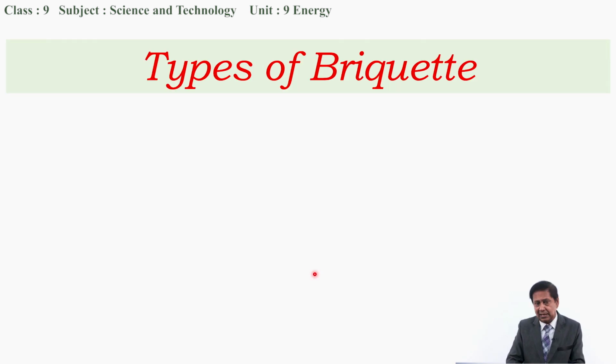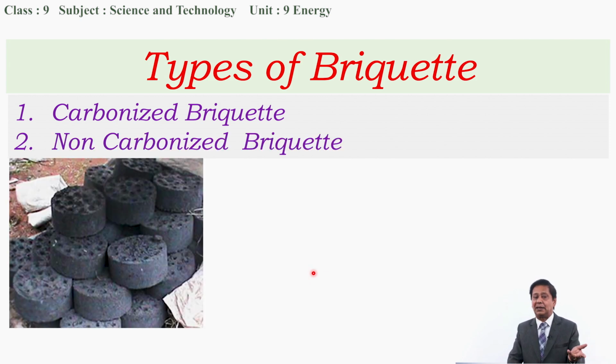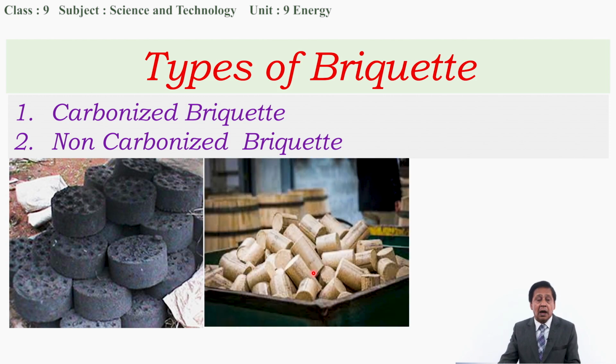And this briquette is of two types. One is carbonized briquette, another is non-carbonized briquette. Carbonized briquette appears like this, non-carbonized briquette appears this way. I mean to say, carbonized briquette is black in color because the biomass is converted to charcoal, and non-carbonized briquette is not converted to charcoal, just dried and compressed into a solid block. The difference is little. When it burns, carbonized briquette produces less smoke. But non-carbonized briquette produces a little more smoke because it contains volatile material also. The charcoal is not concentrated here. It contains carbon but not in the form of charcoal.